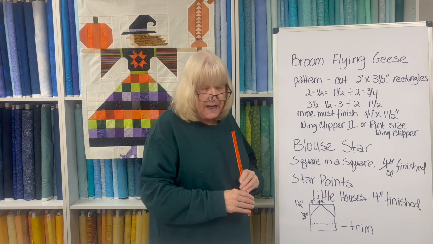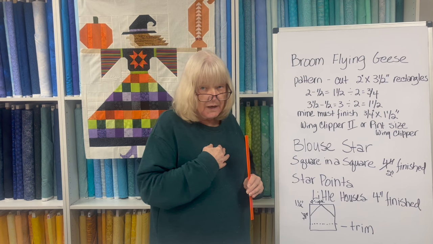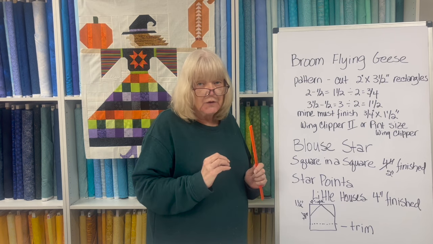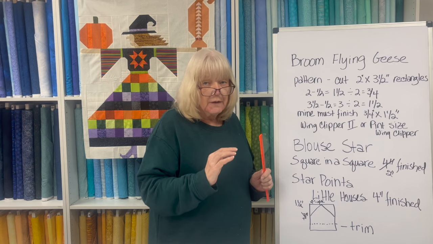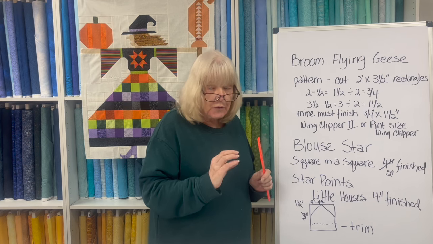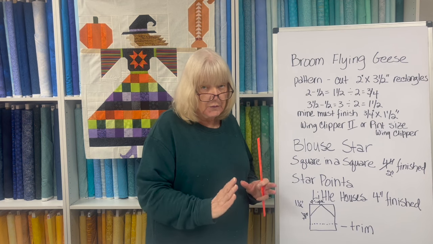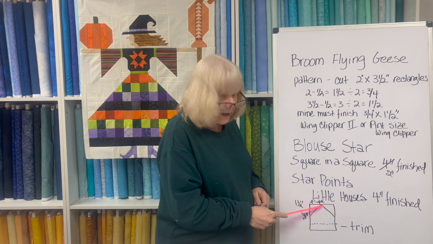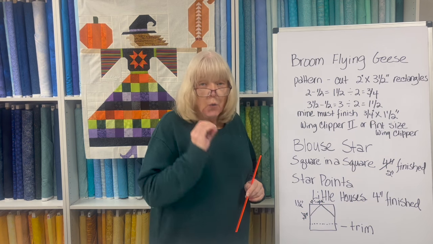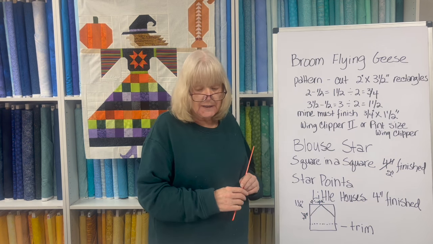The advantage of why I like the Deb Tucker way is you then use your square in a square ruler to trim. You oversize it a little bit, you trim, and you get perfect units with the top point of the square in the right spot with a 1/4 inch seam allowance.